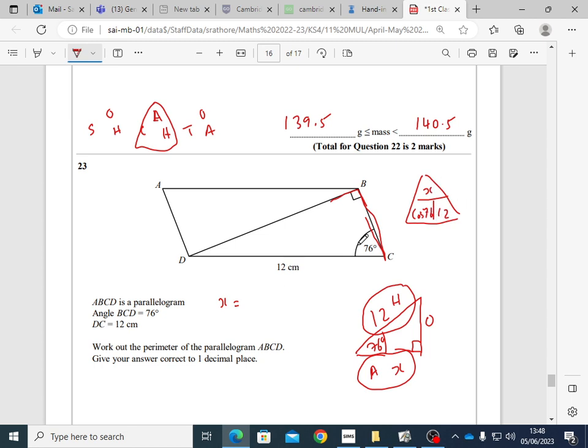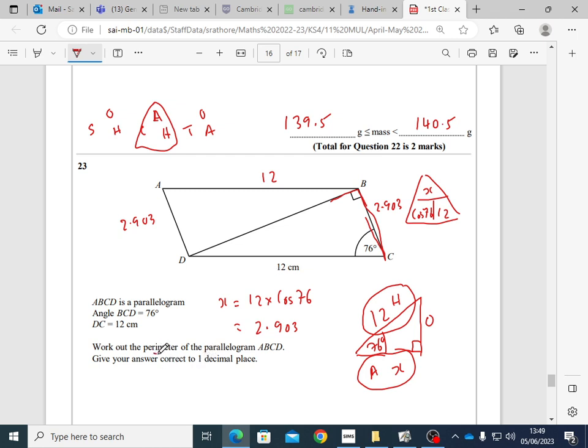We want to find X, so you times those. 12 times cos 76. Somebody work it out please. Right, so it does say to 1 decimal place, so that's going to give me, did you get 2.903? So that side's going to be 2.903. That's 2.903. That's 12, and that's 12.